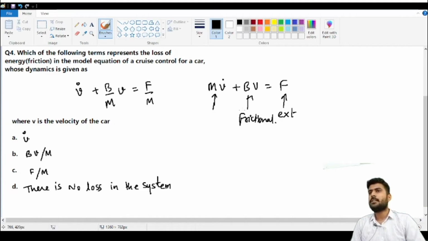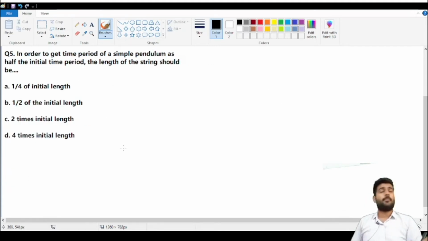So we can clearly see this equation has been divided by m throughout, and the term which represents the energy loss is given by b v upon m. So option B will be the correct answer. So moving on to the next question.